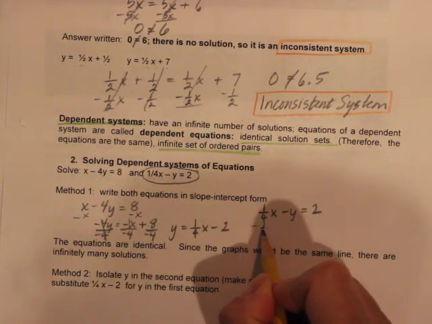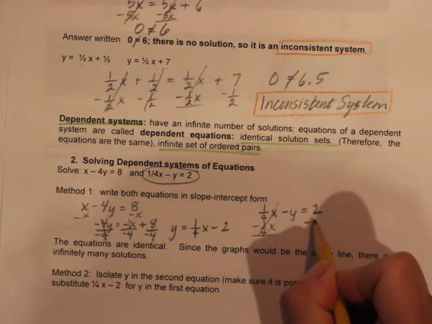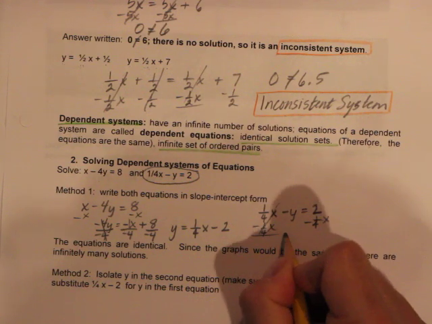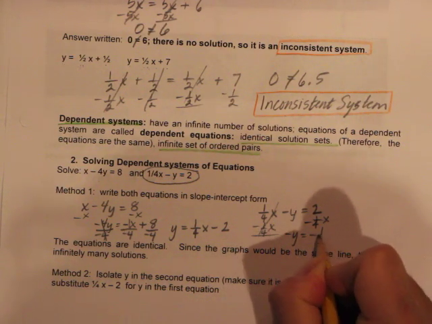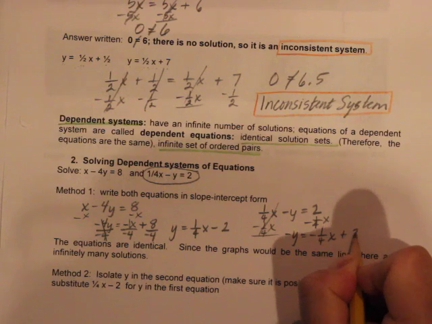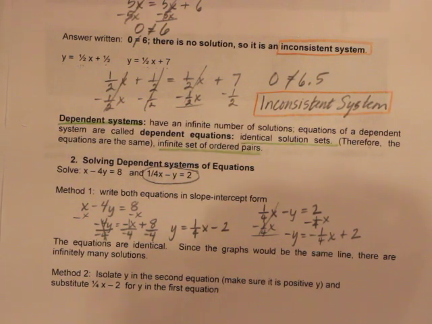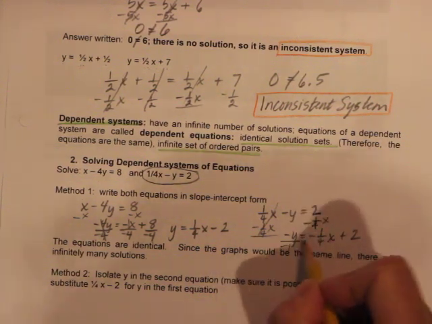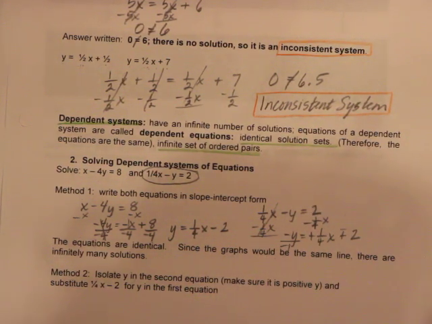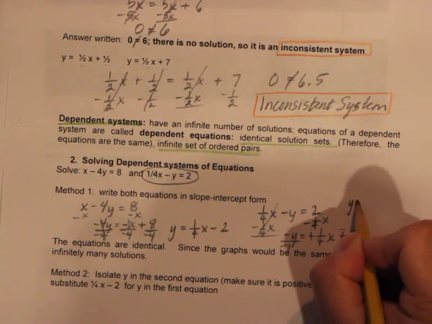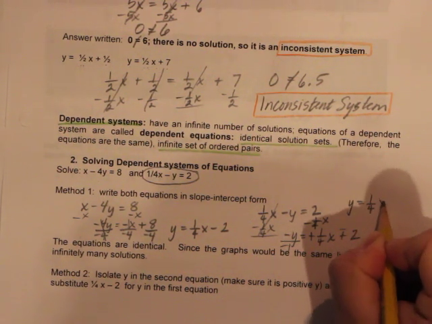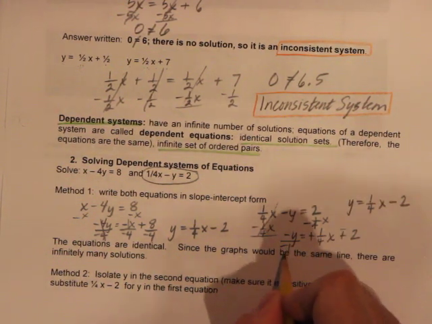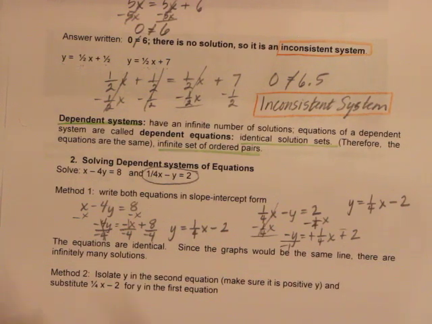I'm going to subtract the 1/4 x from this side and move it over here, and I'll end up with minus y equals negative 1/4 x plus 2. I need a positive y, so I'm going to divide everything by negative 1, which is essentially just going to change the signs. So I'll end up with y equals 1/4 x minus 2. I just divided everything by negative 1 to get a positive y.